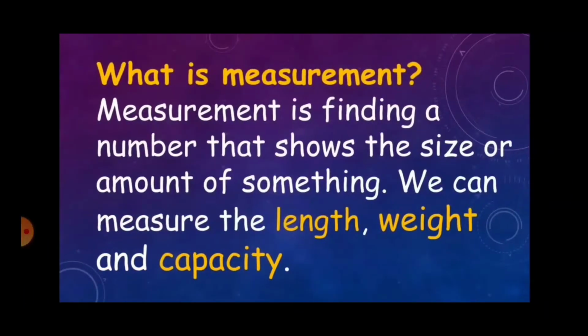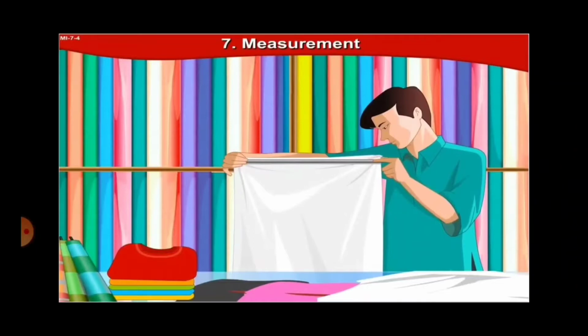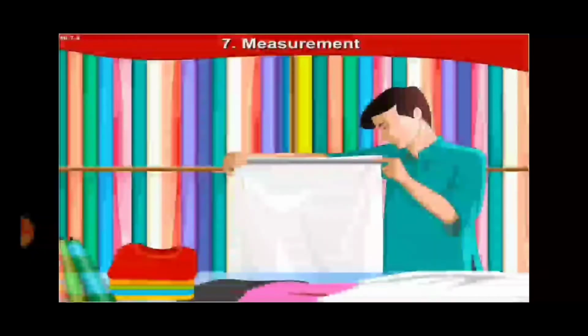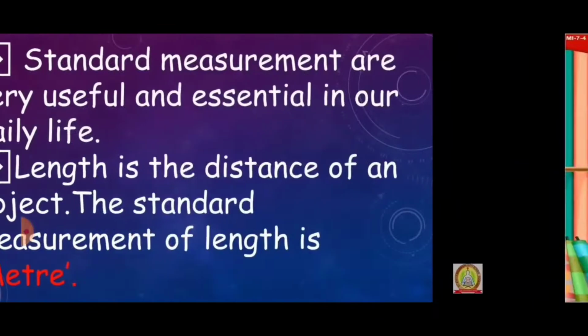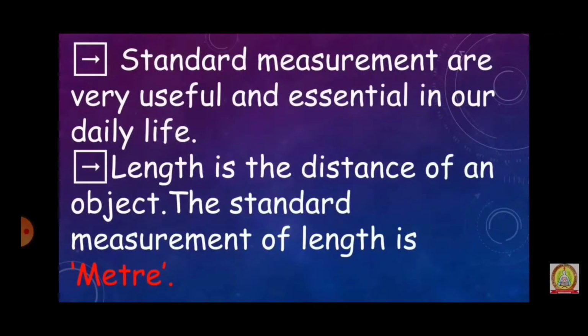So what is measurement? Measurement is finding a number that shows the size or amount of something. We can measure the length, weight and capacity. Now to measure a cloth, we use a long meter scale. So cloth measures the same no matter who measures it. And to be precise, there are number markings on the metal scale. This metal scale is used as a measuring unit everywhere. So children, standard measurements are very useful and essential in our daily life.